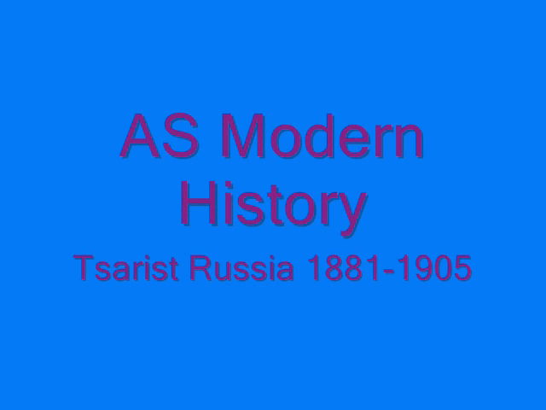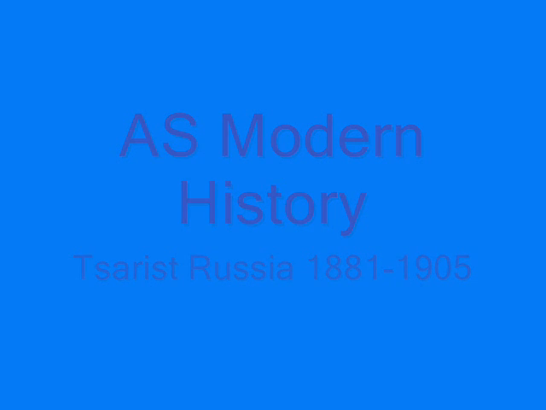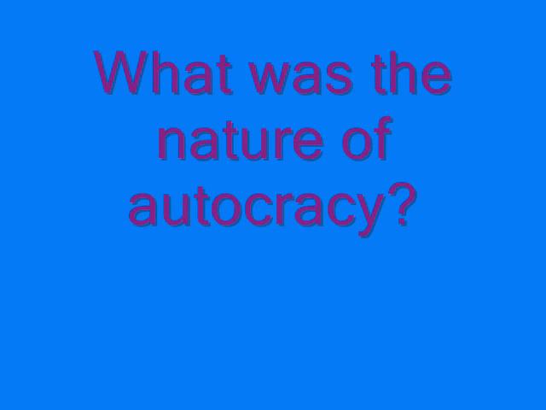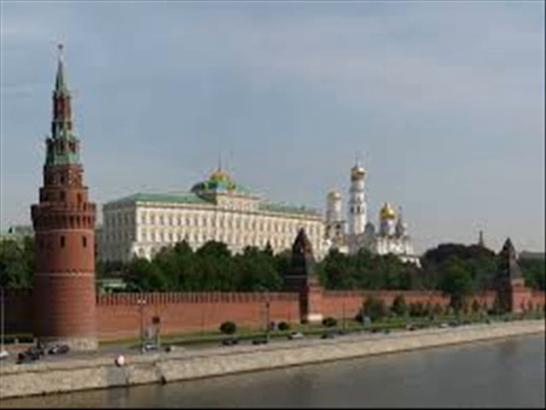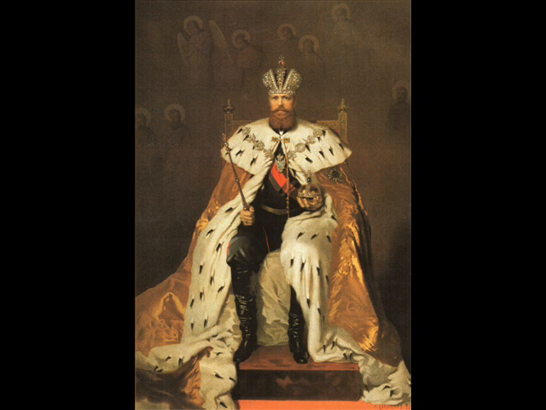So this is Tsarist Russia, bullet point 1, 1881 to 1905. The first thing you need to know for the exam is what is the nature of autocracy. So really we're talking of a system of government where supreme power is in the hands of one person. Their decisions are not subject to external legal restraints, nor regularised mechanisms of popular control.